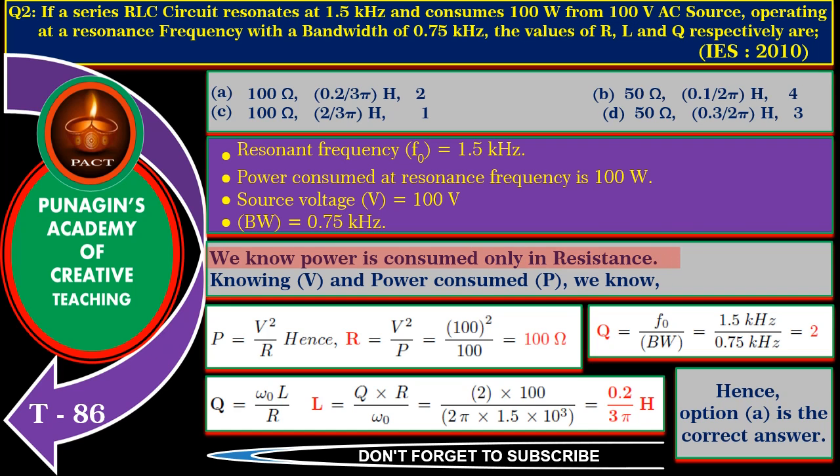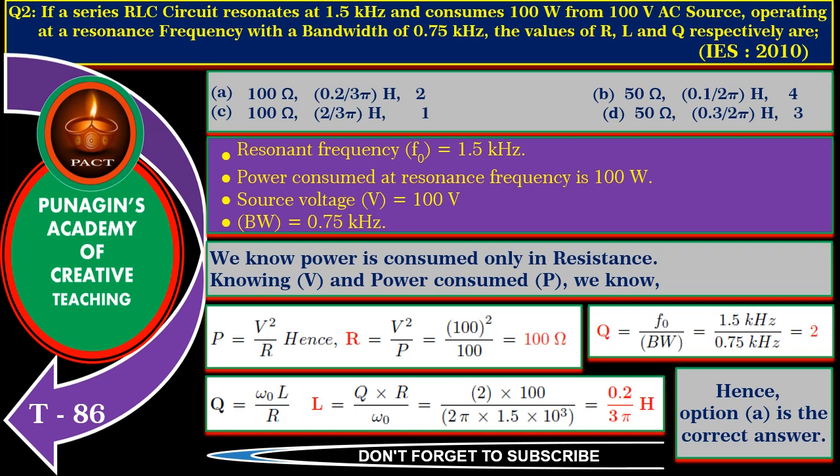We know power is consumed only in resistance. Knowing V and power consumed P, we know P is equal to V square divided by R. So, R is equal to V square divided by P. By substituting the values of V and P and solving, we get R is equal to 100 ohm. To find Q, we know Q is equal to F0 divided by bandwidth. By substituting the values and solving, we get Q is equal to 2.